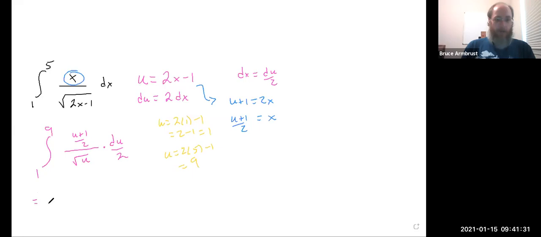So I'm going to get a 1/4. I've got (u plus 1) over the square root of u. I just pulled those constants out front. And while this one may not look super nice, it's actually going to be really easy once we do some rules of exponents. We're dividing by u to the 1/2. So u over u to the 1/2 is going to give us u to the 1/2. 1 over u to the 1/2 gives us u to the minus 1/2.